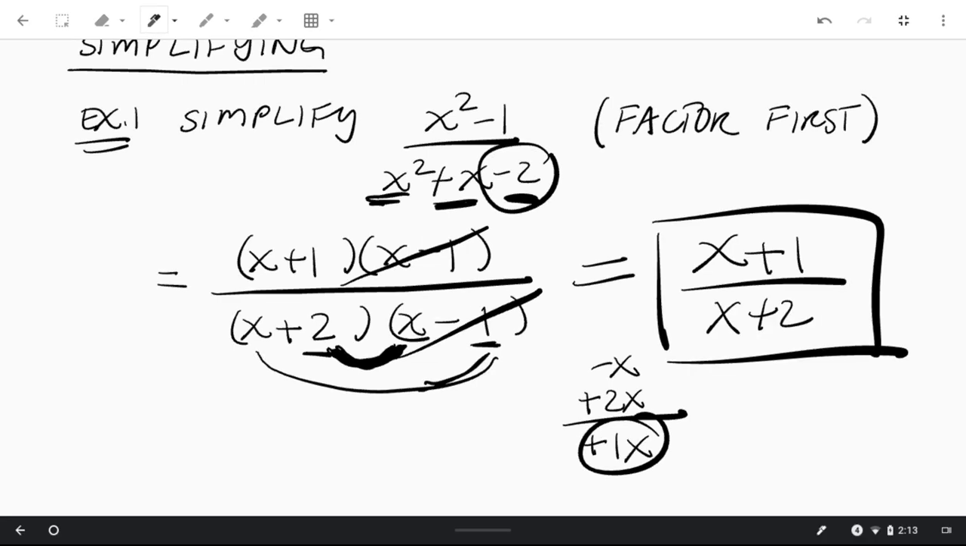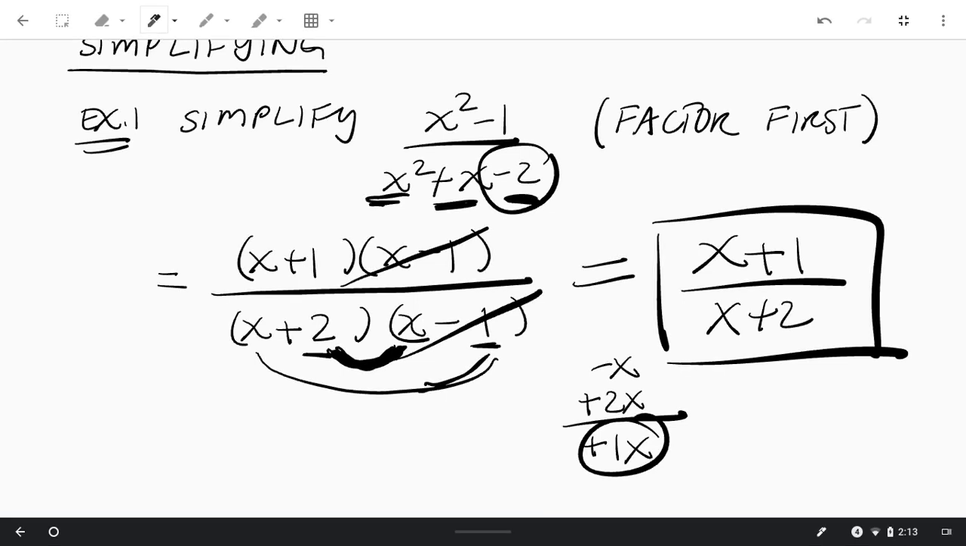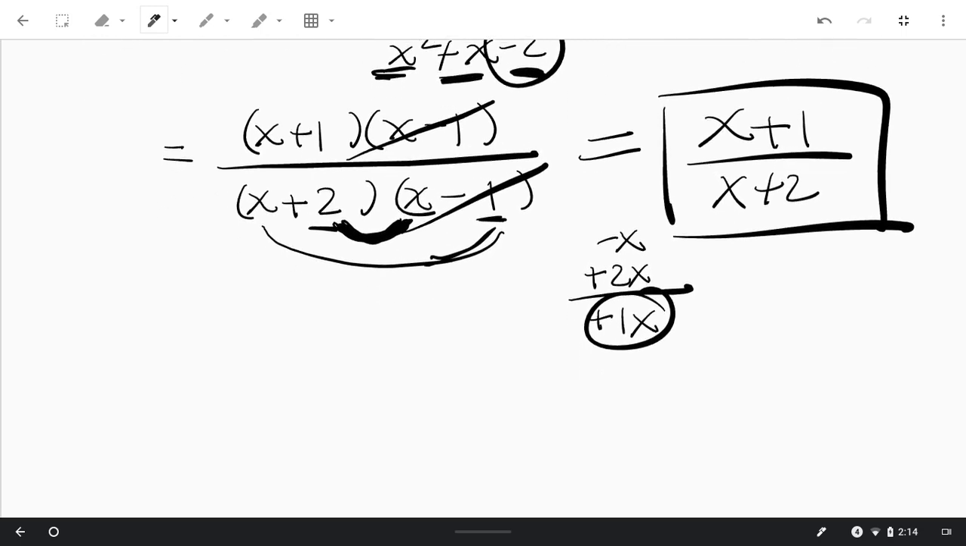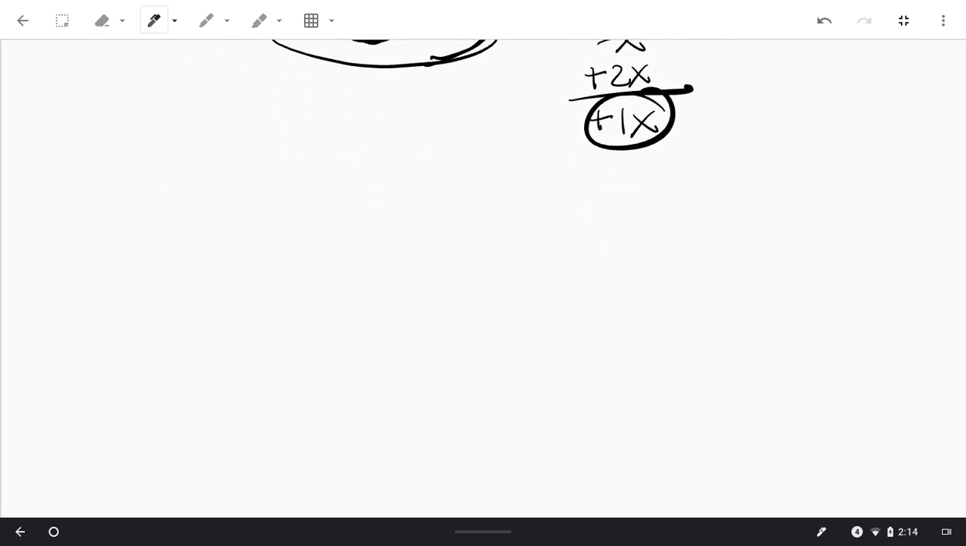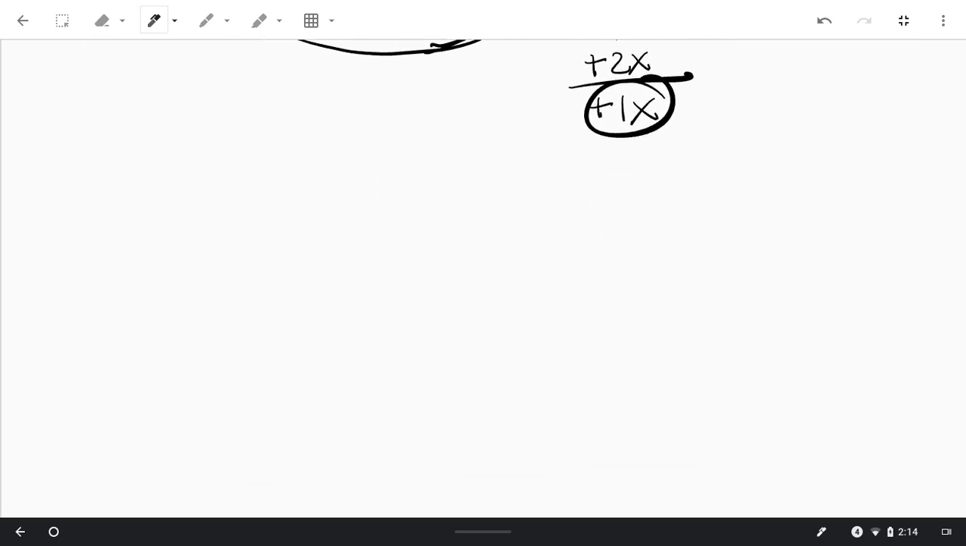Okay, so again, if you're struggling with factoring, then stop the video because the rest of it will seem confusing if you're not strong with factoring. Okay, stop this video and watch the video on factoring that I provide on Canvas. Okay, so that's simplifying. Let's take a look at multiplying and dividing.